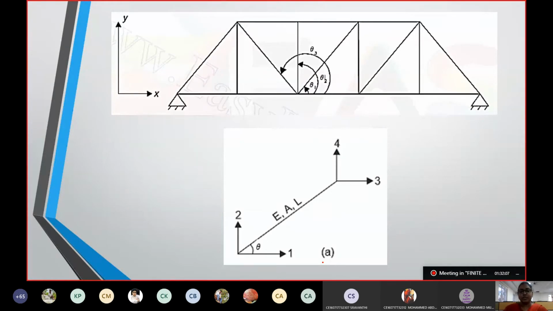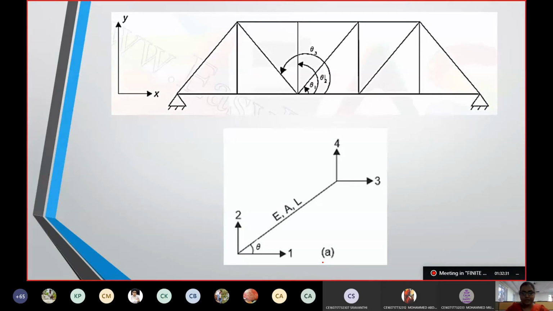So method of joints, method of sections, I think you remember from your strength of materials also. And we have seen such problems in our TOS 2 also: how to find out the forces in the member. We are going to take the same concept to derive the stiffness matrix in the truss element.